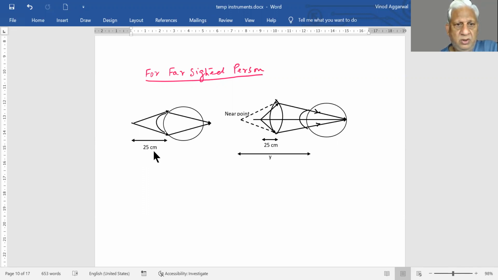And near point is usually taken to be 25 centimeters. So for a far-sighted person who is hypermetropic, you have to use a convex lens to correct it.